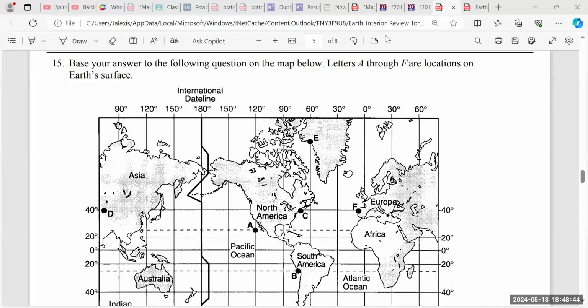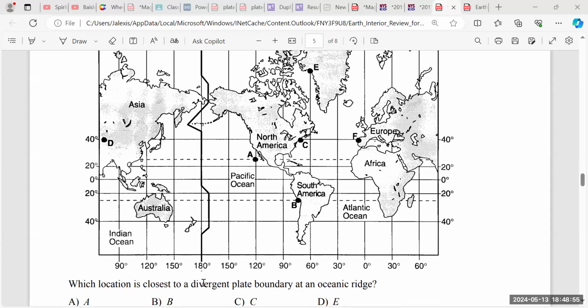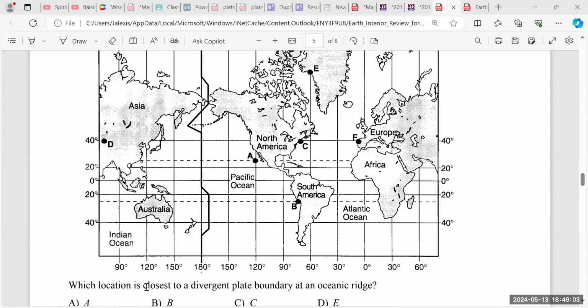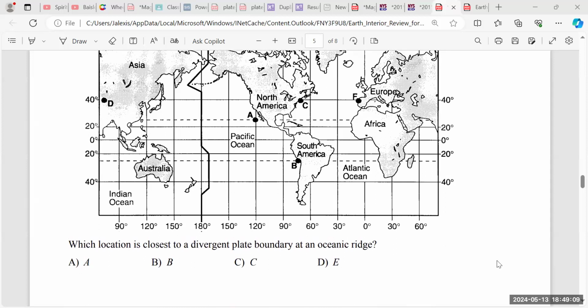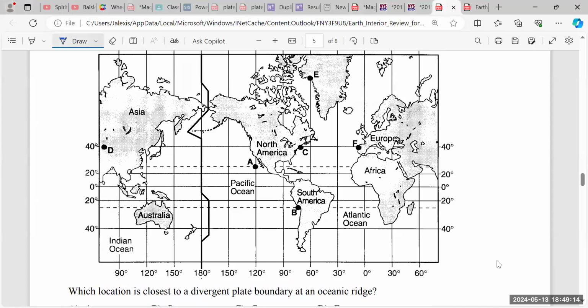All right, number 15 says, base the answers to the following questions on the map below. Letters A through F are locations on Earth's surface. It says, which location is closest to a divergent plate boundary at an oceanic ridge? Which location is closest, keyword closest, to a divergent plate boundary at an oceanic ridge? And the options are location A, B, C, and E. So I need to find A, B, C, and E on page 5 of the reference tables. So let's take a look.